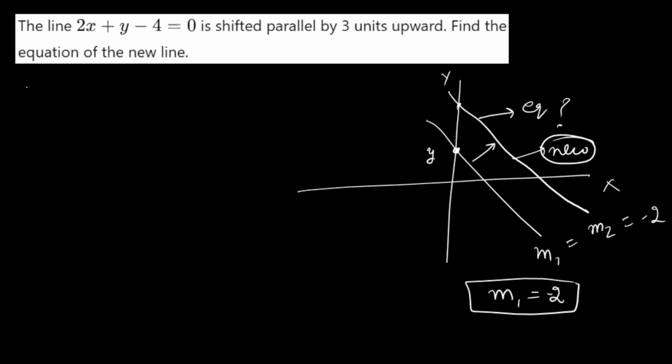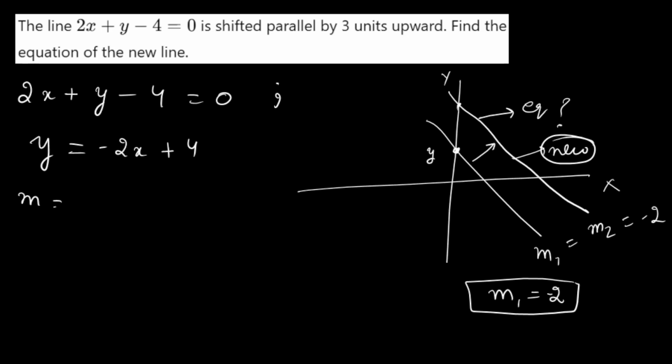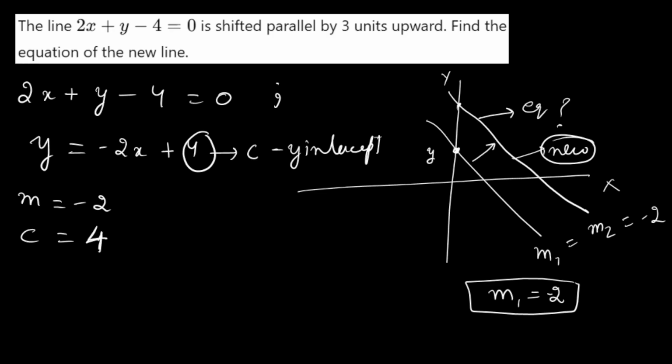We know 2x plus y minus 4 equals 0 is the given equation. I am shifting it into the form y equals mx plus c, which I already did. So I got y equals minus 2x plus 4. From this we got the value of m as minus 2, and this is c. C is nothing but the y-intercept. So what is the value of the y-intercept we are getting here? It is 4. So this point is equal to 4.